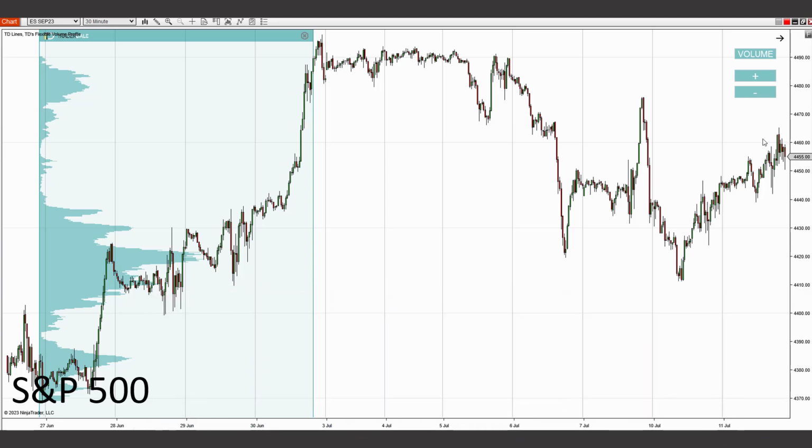So what you see before you is the NinjaTrader 8 platform with my custom-made volume profile indicator. This volume profile indicator is also available for other trading platforms like MetaTrader or TradingView. You're looking at a 30-minute time frame. This is my favorite time frame for day trading volume profile analysis. And the instrument which you see here is the S&P 500 index.